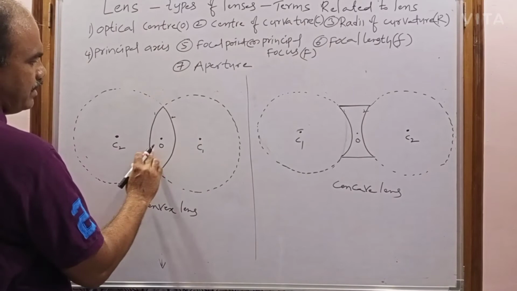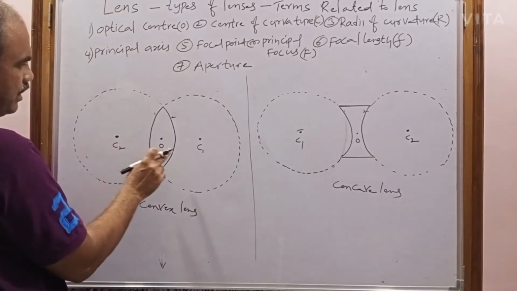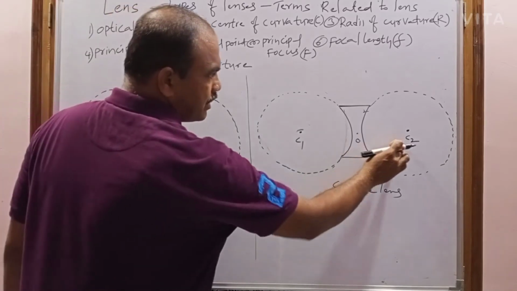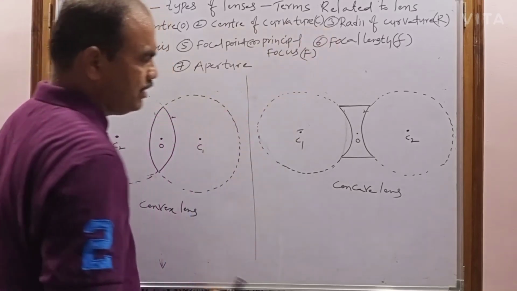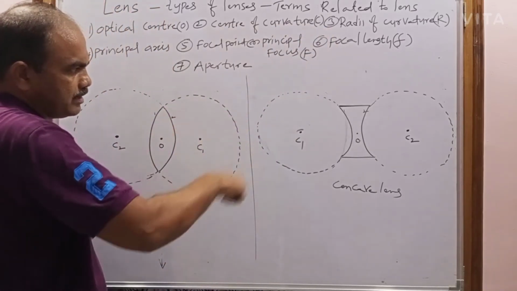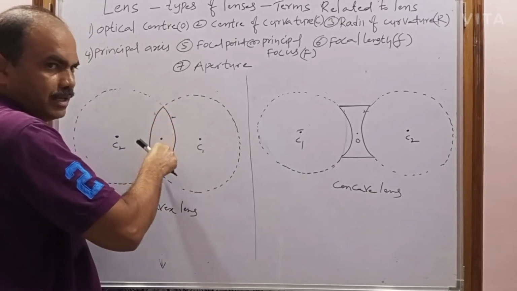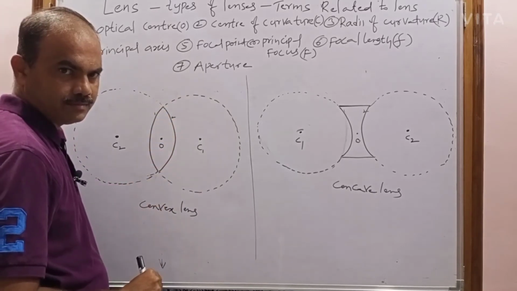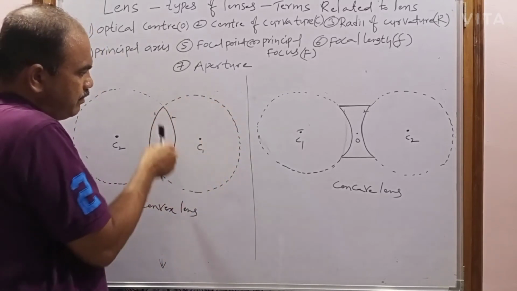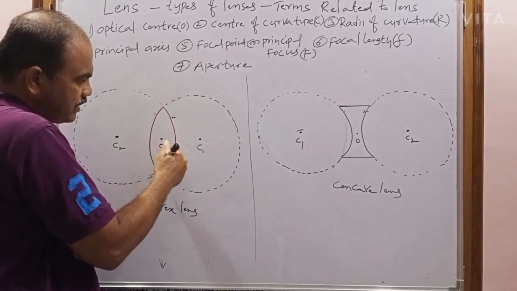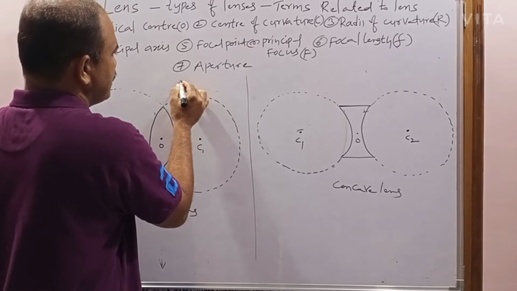Remember, this is C1 for this convex lens and this is C1 for this concave lens, and this is C2 for the convex lens and this is C2 for the concave lens. So what is the center of curvature? The center of the sphere. This is the center of the sphere which is drawn by taking the spherical surface as a part. What is the definition of the center of curvature? The center of the sphere.